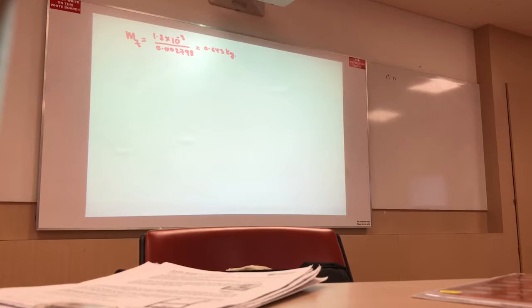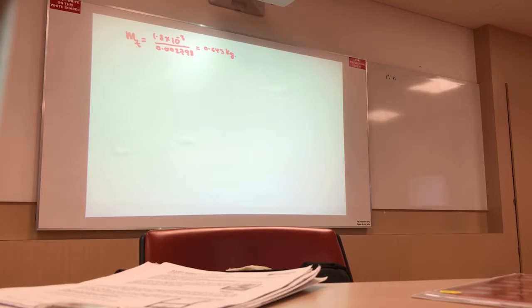Okay. So what is the mass? Total mass is volume 1.8 times 10 power minus 3 divided by 0.002798, and I get the answer 0.643 kilogram. This is the total mass of water. All right, done. So now third question.